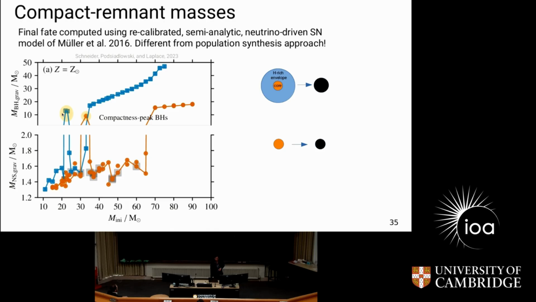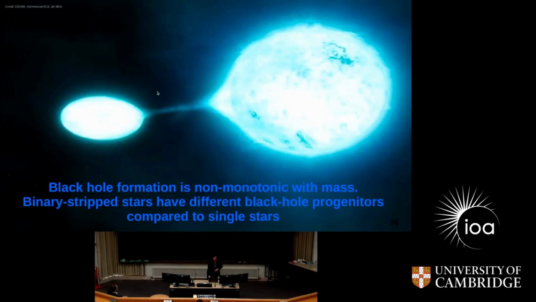And then again, at the higher mass end, while for the single stars, they will be able to form a whole range of massive black holes because they retain their big hydrogen-rich envelopes. So the takeaway point here, I hope this was not too technical, is that black hole formation is non-monotonic with mass. And these stripped stars form different black holes compared to single stars, and the stars that will form black holes will not be the same ones.